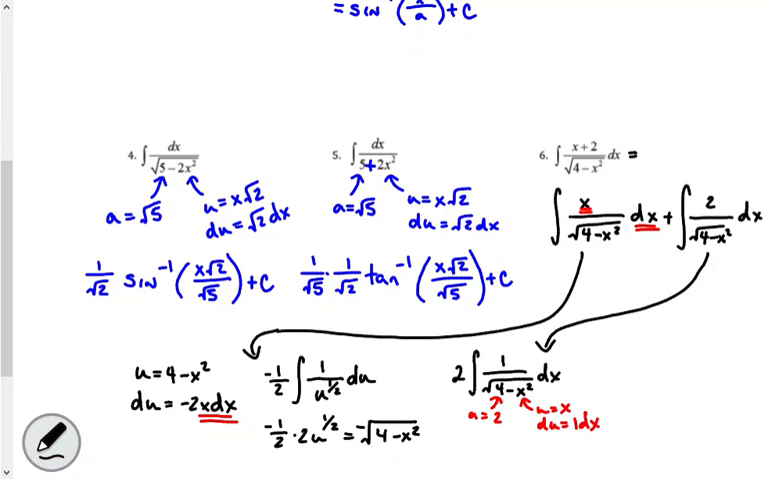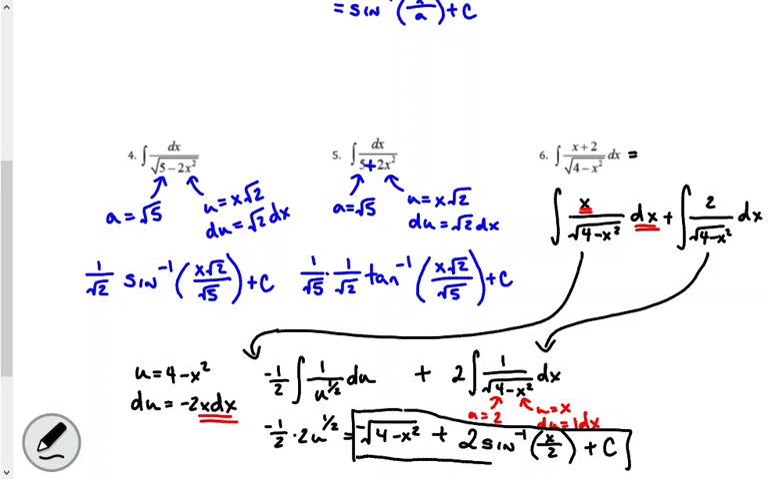2 sine inverse of u over a, x over 2, right? And that's the second part of your integral, and then these two are added together, so it's just this plus this, and then just do one giant plus c, one plus c to rule them all. And then there's your answer.